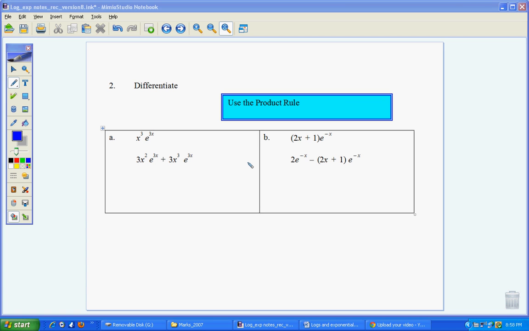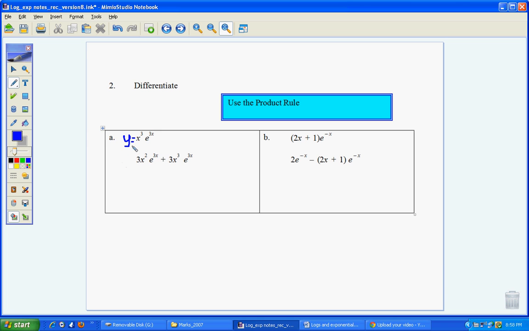We want to have a look at some more questions now where we have to differentiate exponential functions. But what we want to have a look at is a situation where we have to use, in this case, the product rule. So all the questions in 2, we have to use the product rule here.